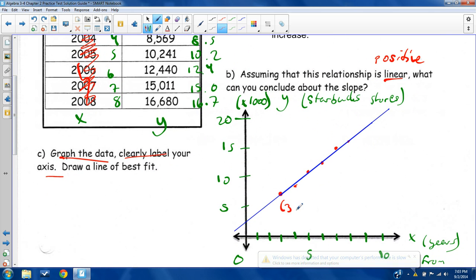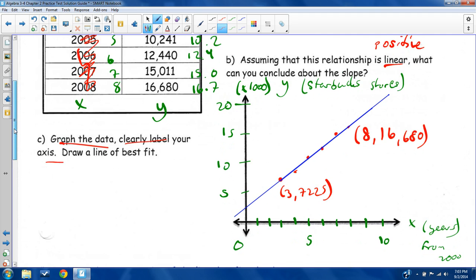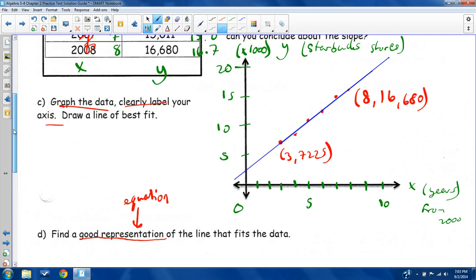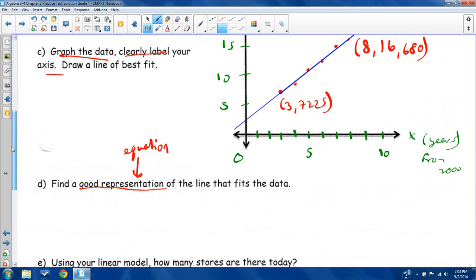So one of my points is (3, 7.225). Now my line goes through that point. That's important, because I'm going to use point-slope form, slope-intercept form to make this happen. The other was (8, 16680). So I'm going to use those. Once it says find a good representation of the line, this means equation. Write an equation for the line you just drew. So I have 2 points, (3, 7225) and (8, 16680).